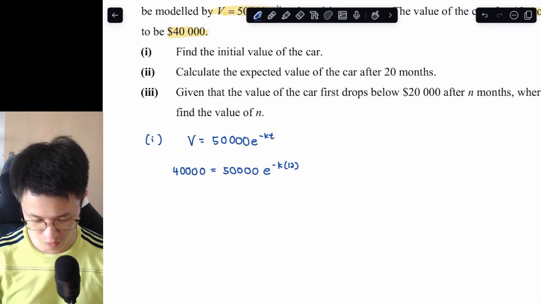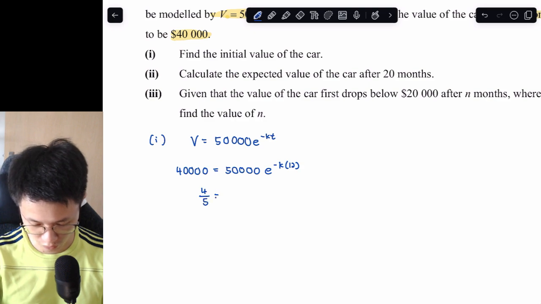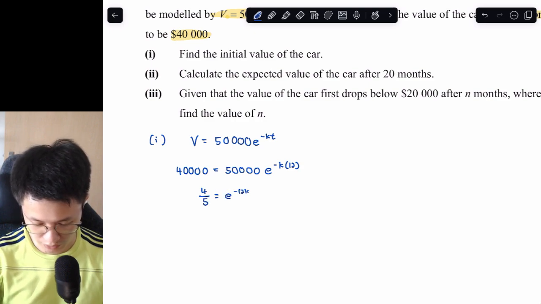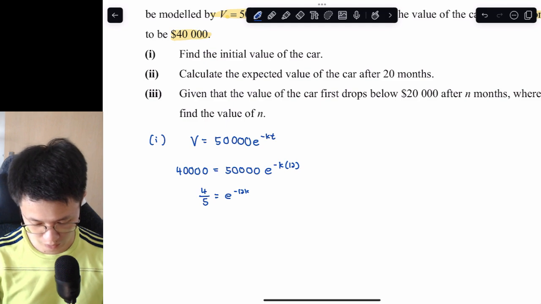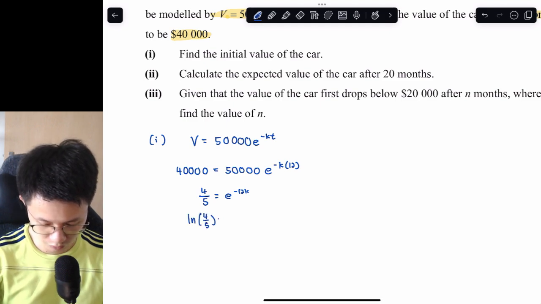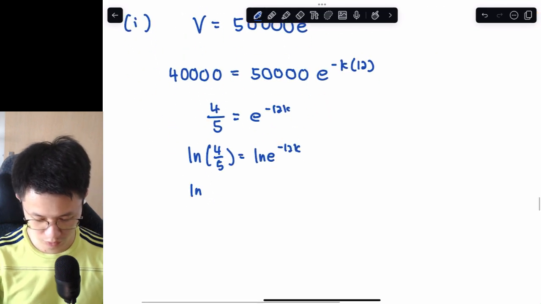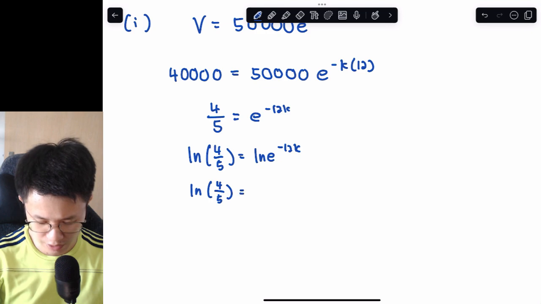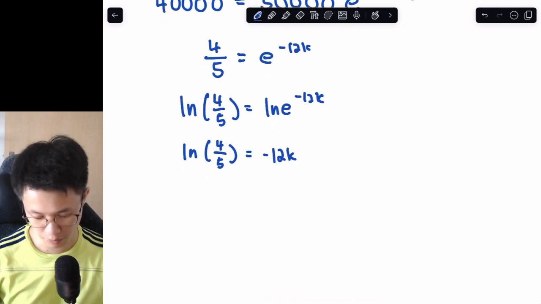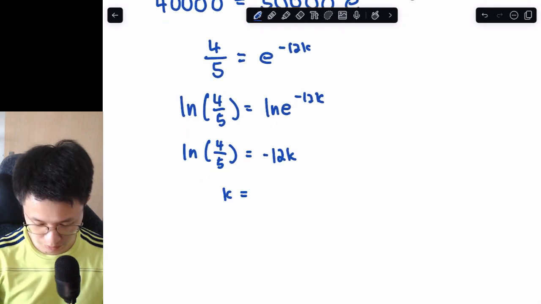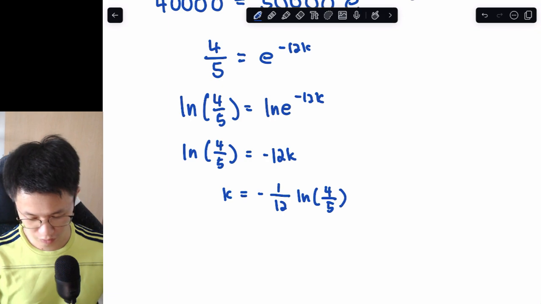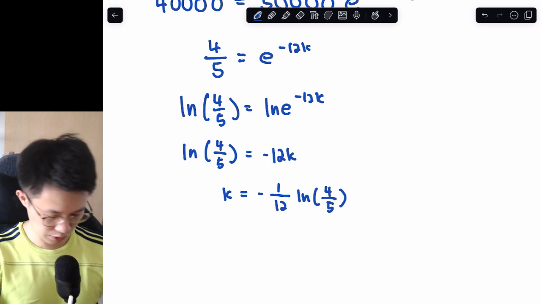From here we're going to do some quick manipulation. We will have 4 over 5 equals e to the power of negative 12k. We will be able to ln both sides, so ln 4 over 5 equals ln e to the power of negative 12k. By power law, ln 4 over 5 is simply equal to negative 12k, because ln e is equal to 1, and you use power law to bring it down. And so k would then be equal to negative 1 over 12 times ln 4 over 5. From here you will use your calculator to figure that out.